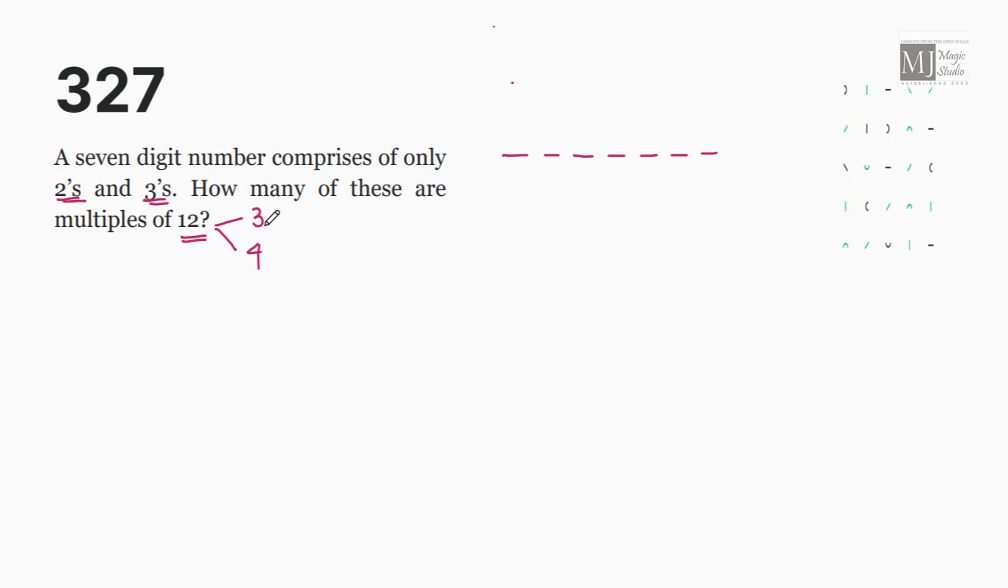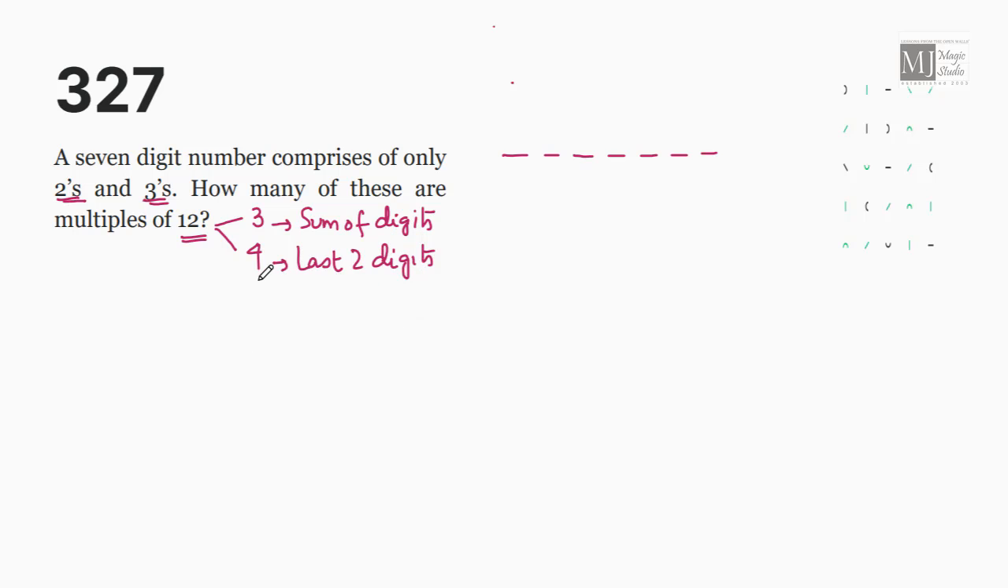The divisibility rule of 3 says sum of digits should be divisible by 3, and divisibility rule of 4 says last 2 digits of the number should be divisible by 4 or should be 0, 0. But here we don't have zeros. We have only 2s and 3s.